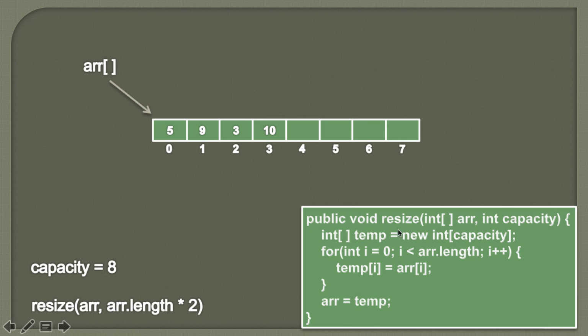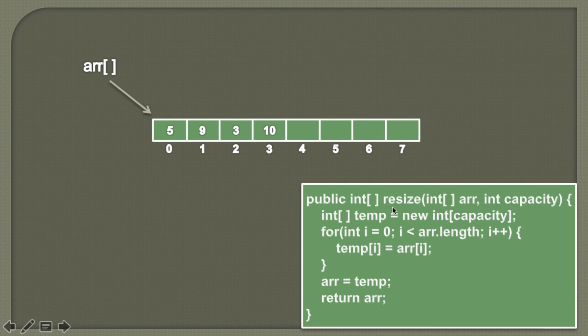So instead of keeping this resize method as void, what we should do is keep the return type of the resize method as integer array. And here after assigning the temporary variable to array, we should return the value stored in the array variable. So that whoever is calling this method should actually get a reference to this object in the heap memory. So this is one step which is very important and we must do, that we should return the array after resizing it.